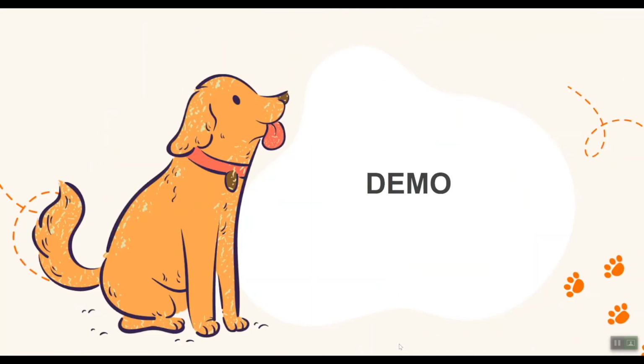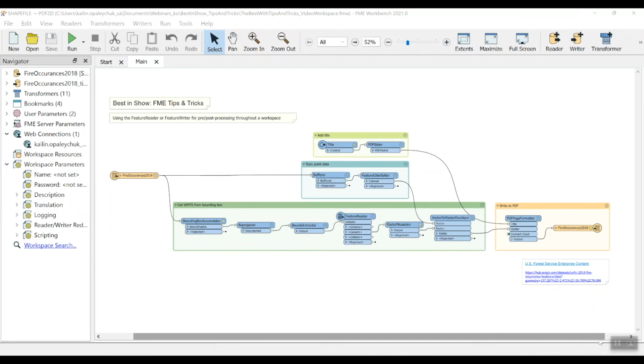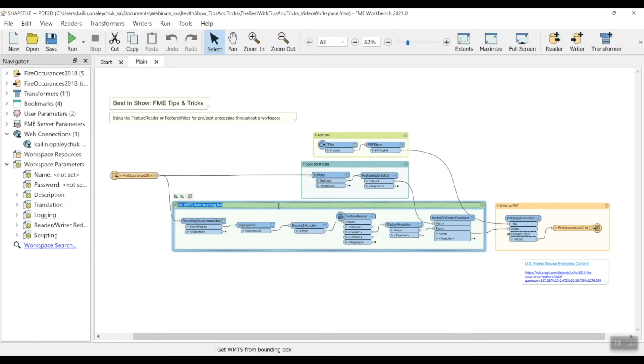Alright, so let's jump right into the demo. For the sake of time, Otis and I pre-built the workspace, but our trick can be found in this bottom green bookmark here. The data we're using today is coming from the U.S. Forest Service, and it's showing fire occurrence locations in the state of California for the year 2018.